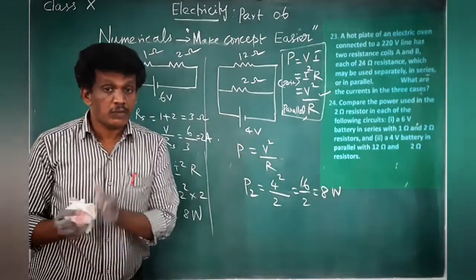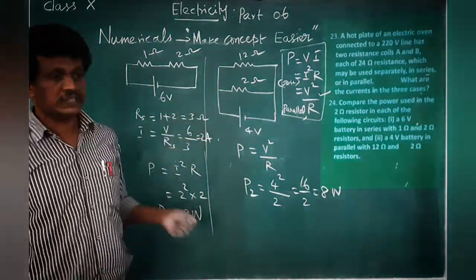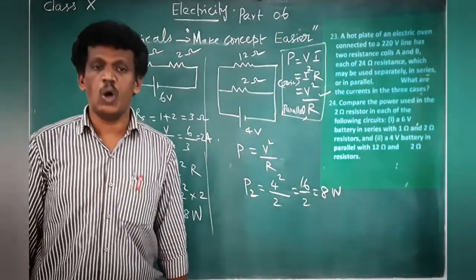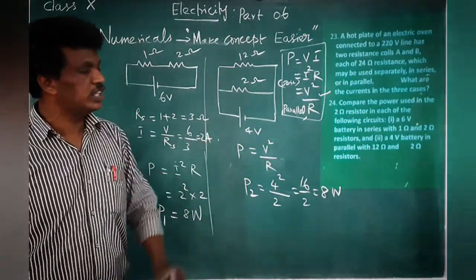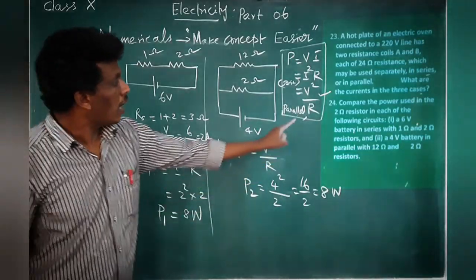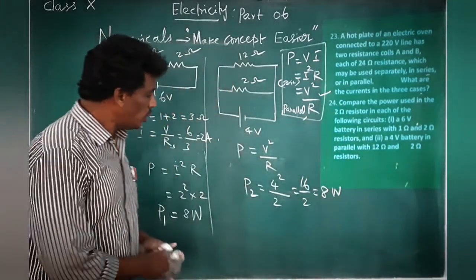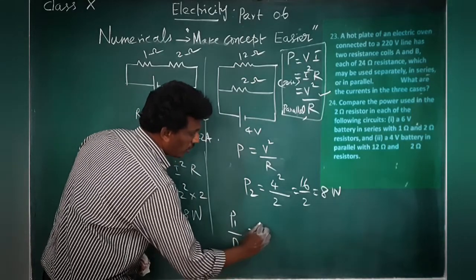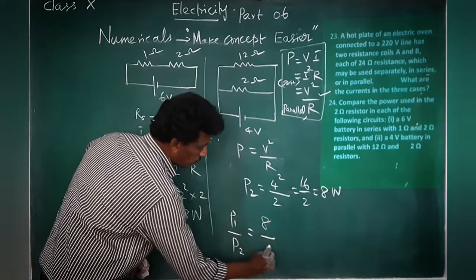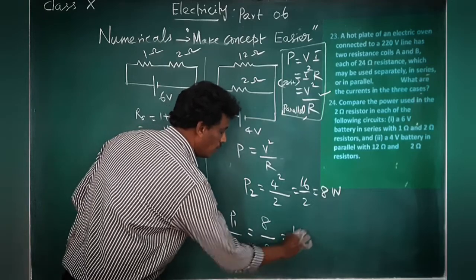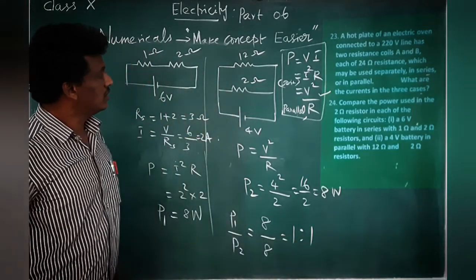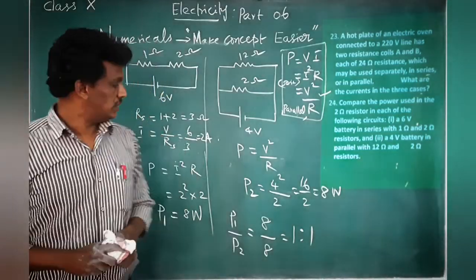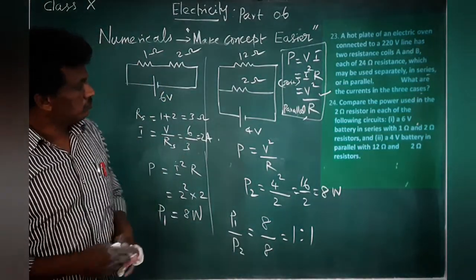What is the question? Carefully do that. What is really asked? That is very important. It doesn't mean that once P1, P2 are calculated the question is solved. No. What exactly is asked in the question paper you have to see. Compare. Compare means what you will do? Ratio. Yes. P1 by P2. P1 how much? 8. P2 8. What you will have? 1 is to 1. So what is the power you are getting? 1 is to 1 ratio. Just note down. Yes.